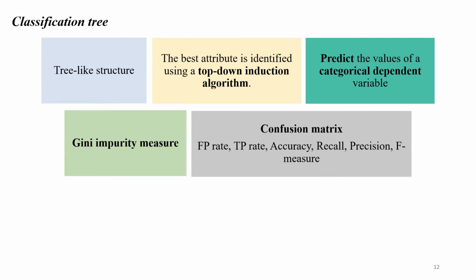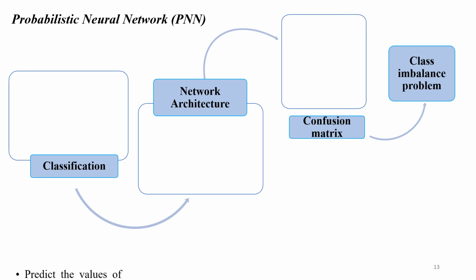The confusion matrix was built to identify the performance measurements. They are FP rate, TP rate, accuracy, recall, precision, and F measure. The class imbalance problem was addressed by the undersampling technique.